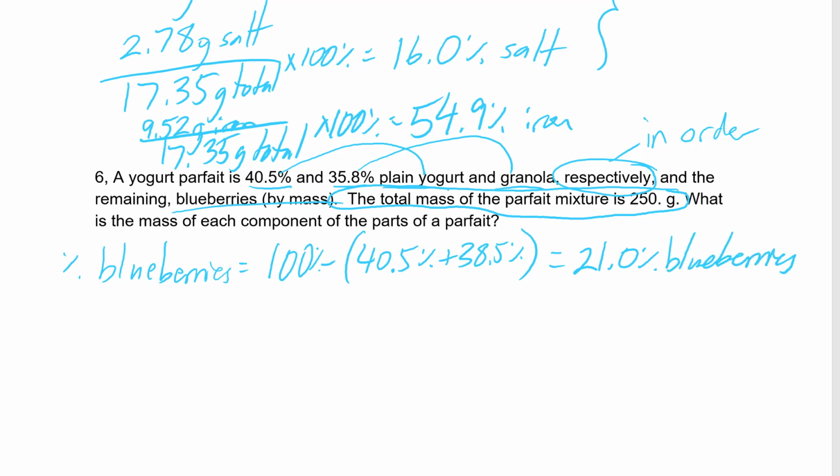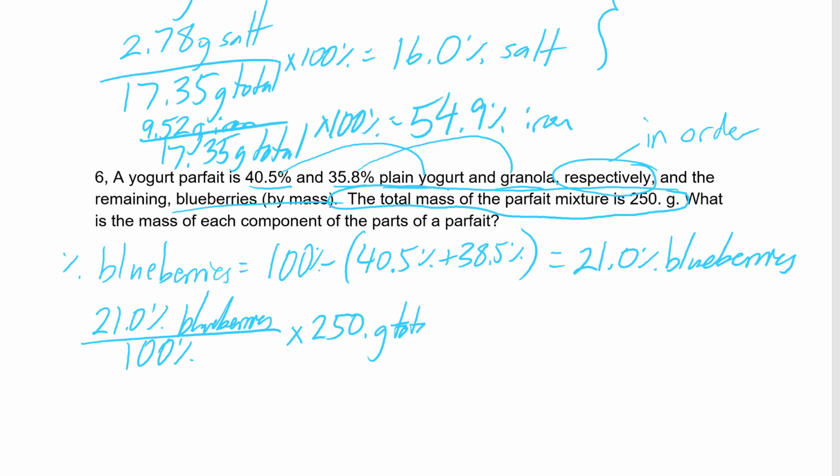Okay, so now you take the percentage, 21.0% blueberries, and you divide by 100%, right, to turn it into a decimal. You can't do math with the percentages, so you've got to divide by 100%. And you multiply it by the total mass. That's why it was so important, and I apologize for leaving it out of the review sheet. So you do 0.21 times 250, and you get, in 3 sig figs, 52.5 grams of blueberries.